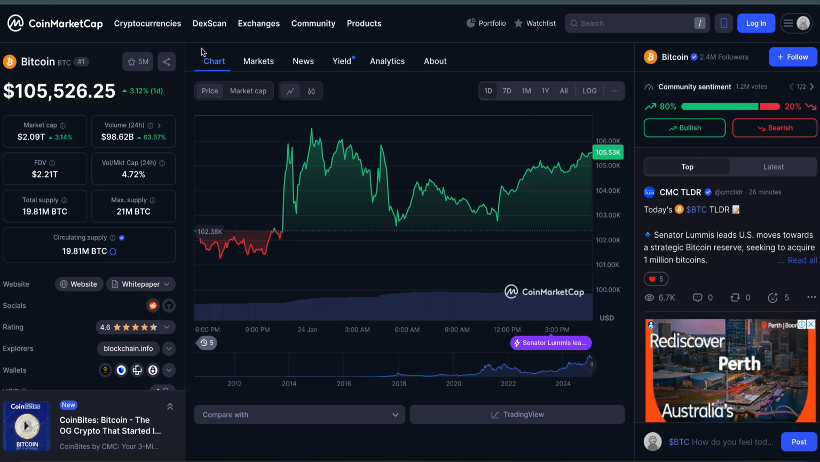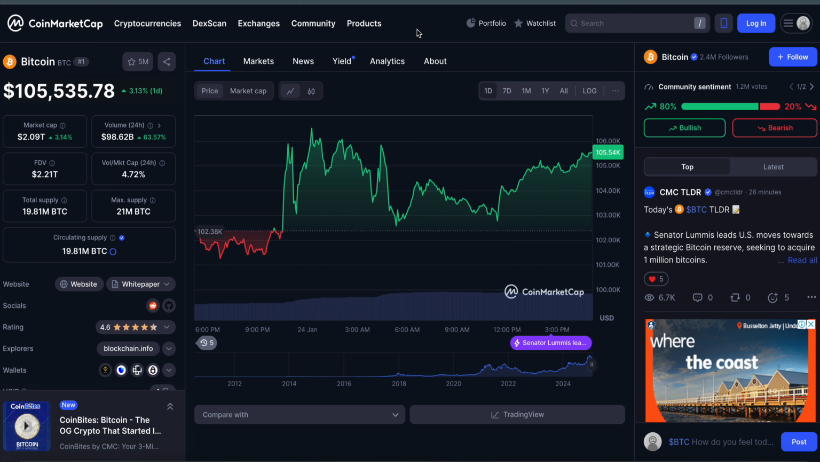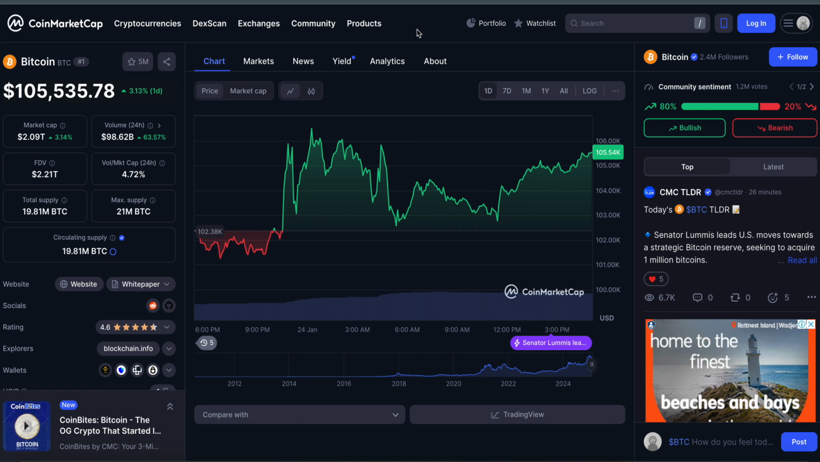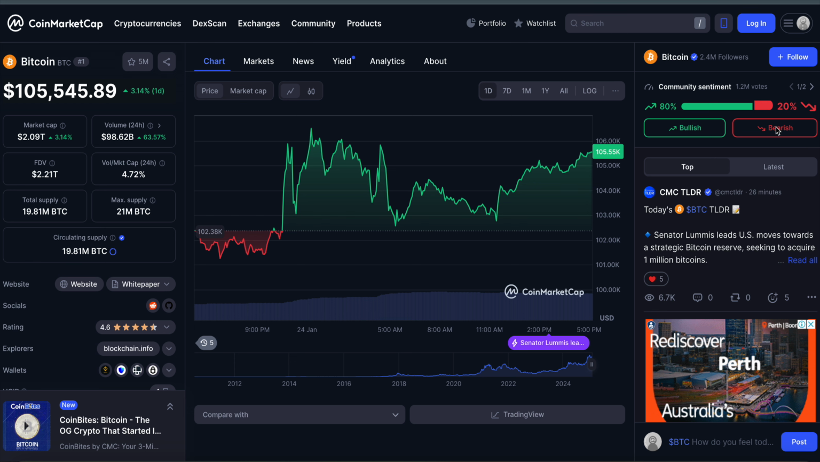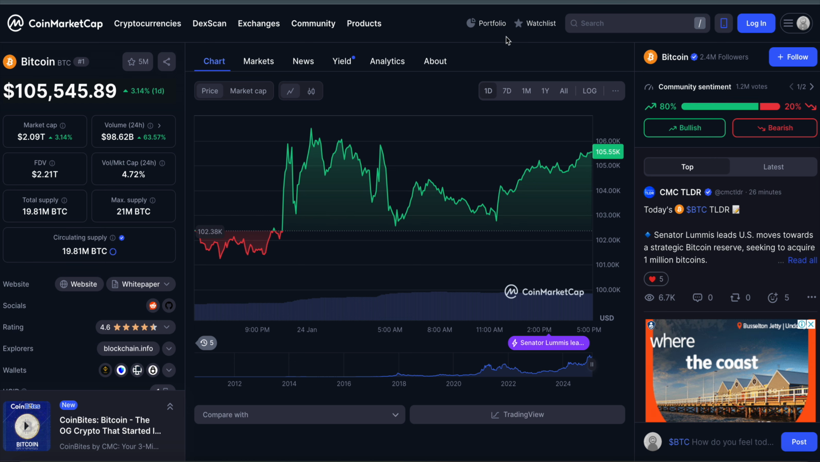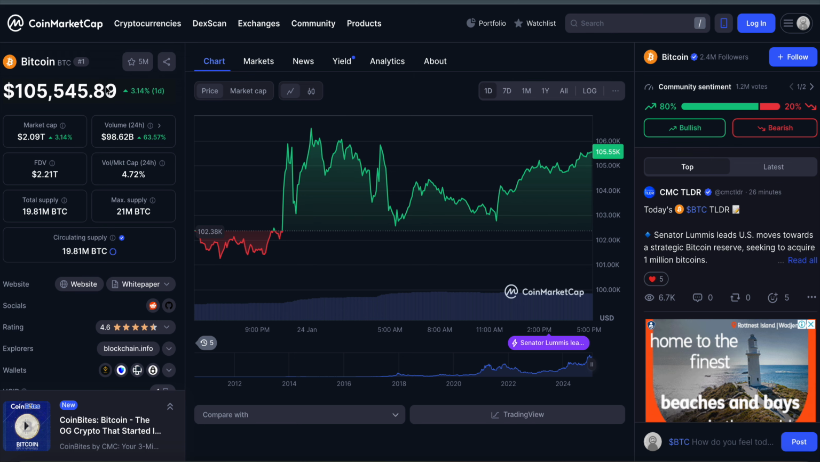Now, there is some conversation about what coins are going to get the most love from Trump, Bitcoin being kind of a global asset and not an American exclusive asset. That's up for debate as to how bullish people are. But you can see right now, 80% bullish, 20% bearish. So we're still in a bull market, it appears, according to community sentiment. But yeah, put $500 into Bitcoin.